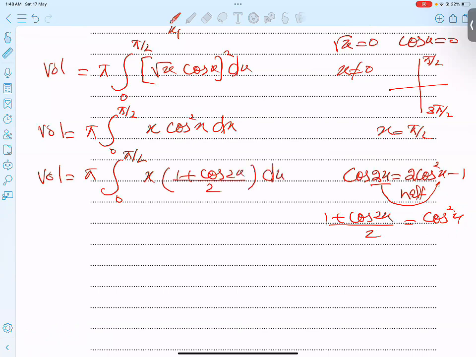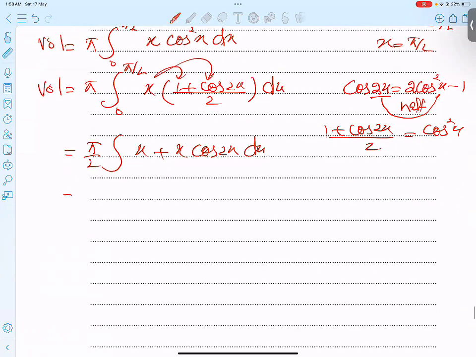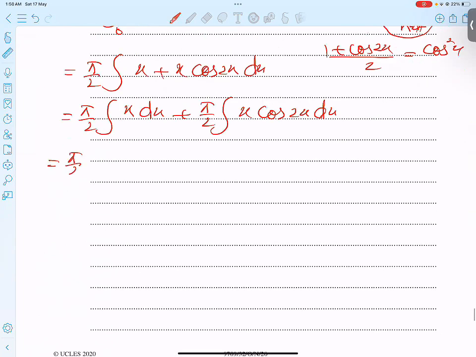So now I bring this 2 outside to make the question easier. I got pi/2 outside. Inside I got x plus x cos 2x, because x multiplies inside. Now I can integrate x separately and the pi/2 integration separately. When I integrate the first part, there's nothing hard: x to the power 2/2, with limits 0 to pi/2.